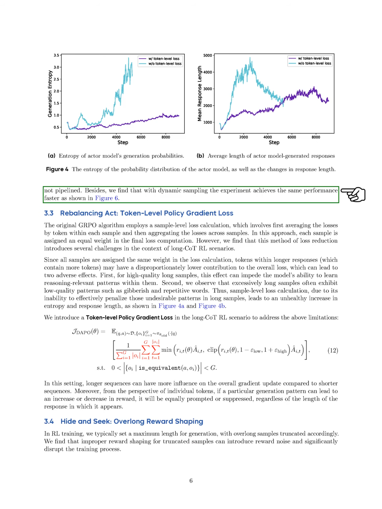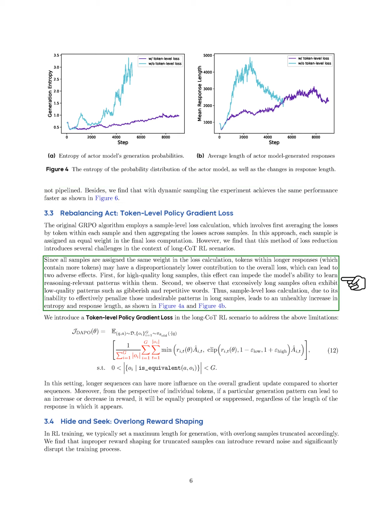Lastly, we introduce a token-level policy gradient loss to improve upon the original GRPO algorithm, which uses a sample-level loss calculation. This method assigns equal weight to all samples, which can disadvantage longer responses that contain more tokens. This can hinder the model's ability to learn from high-quality long samples and allow low-quality patterns to persist.